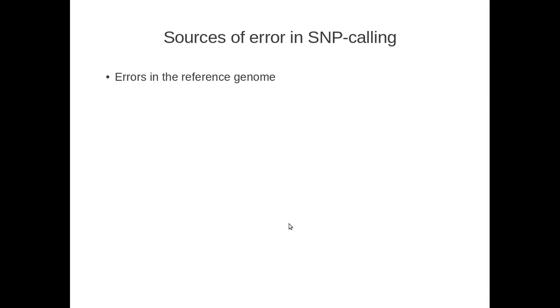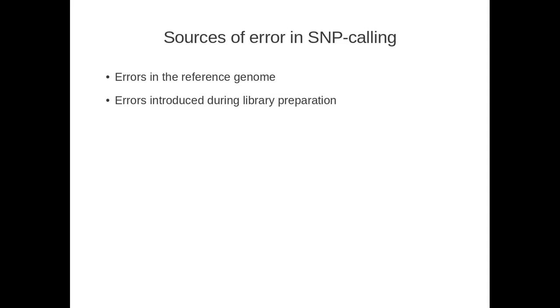So what are the sources of error? Well, the reference genome is not perfect, so you can infer SNPs because the reference genome itself has a miscall. Those are probably quite rare, the reason being that the reference genomes are typically based on Sanger sequencing, which we consider to be the gold standard for limiting the false positive rate in DNA sequencing.